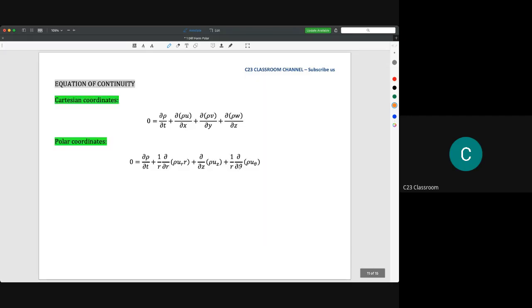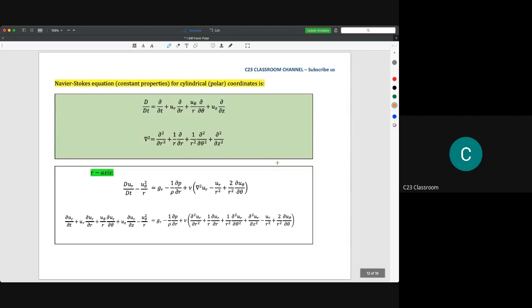As the conclusion summary for the continuity equation, this is the continuity equation for Cartesian coordinates, and this is the continuity equation for polar coordinates. This is for both compressible and incompressible flow. That's why you could see that the density is still remaining in the equation.